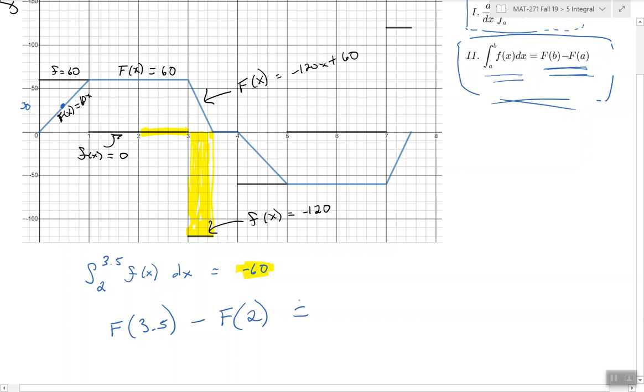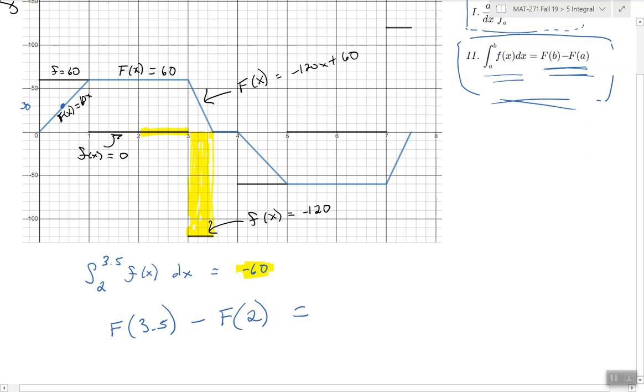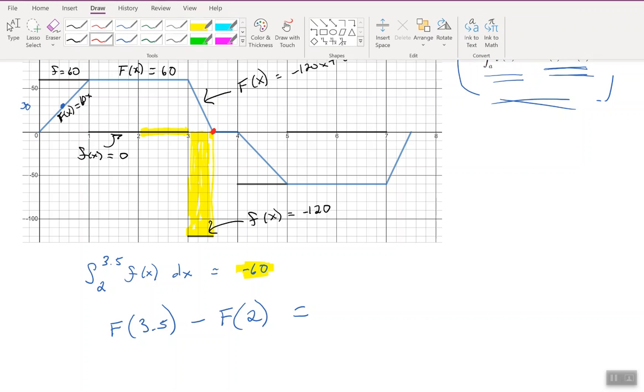Now let's see. Big F of 3.5. Well, actually, no, this is blue. I'm going to mark it in red. Big F of 3.5 is right here, because here's my big F, my blue line. So big F of 3.5 is 0. And of course, we know his velocity at time 3.5 was 0. So big F of 3.5 is going to be 0. I'll go back to blue.